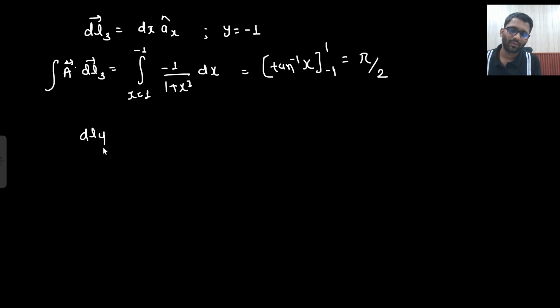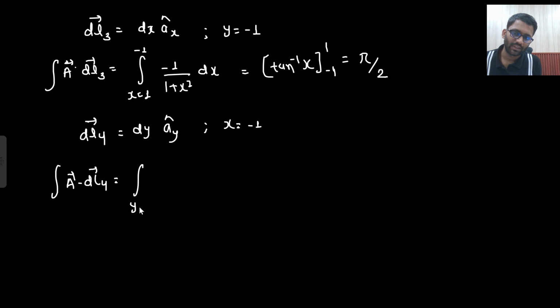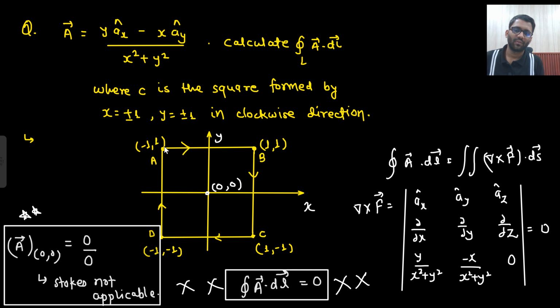What about dl4? In dl4, y is changing. And what is the value of x there? X is minus 1. A dot dl4 I need to do. Y is changing from where to where? In dl4, y is changing from minus 1 to 1.